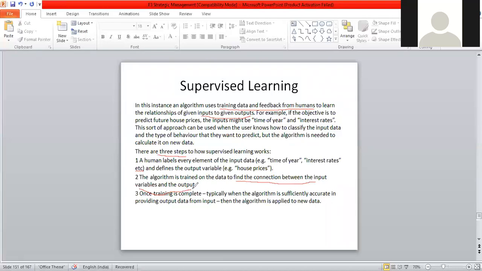Then we see, once training is completed, typically when the algorithm is sufficiently accurate in providing output data from input, then the algorithm is applied to the new data. So if it can perform the duty, if it finishes that, then in that case, it is applied to the new data.